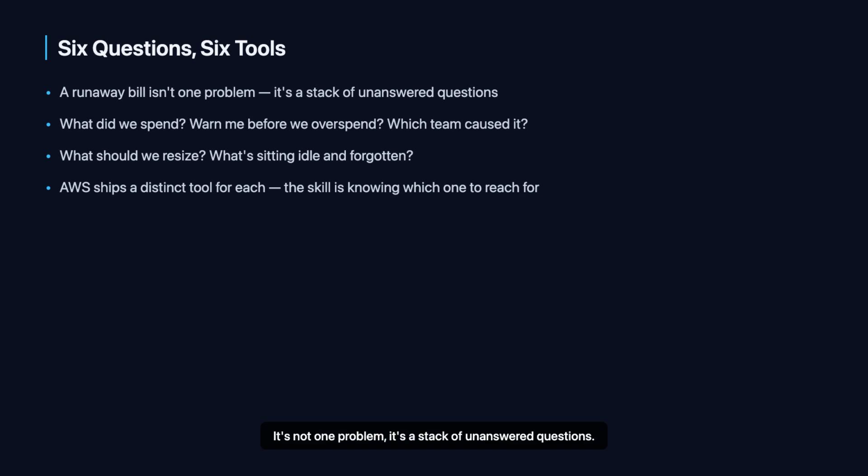Here's the thing about a runaway bill. It's not one problem, it's a stack of unanswered questions. What did we actually spend, and on what? Can something warn me before we overspend? Which team caused this? What should we resize? And what's just sitting idle and forgotten? Amazon Web Services ships a distinct tool for each of those questions. The skill is knowing which one to reach for.